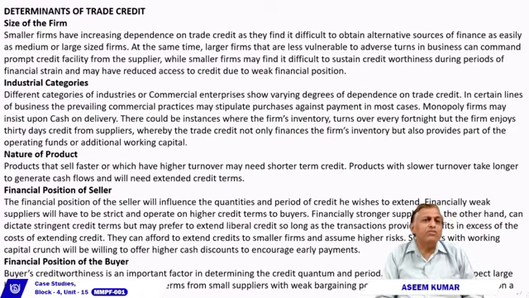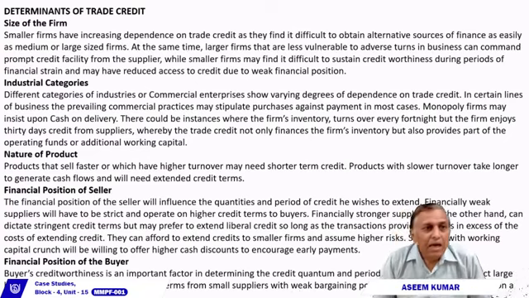Determination of trade credit. How do you determine the trade credit? What are the parameters? Size of the firm. Smaller firms have increasing dependence on trade credit as they find it difficult to obtain alternative sources of finance as easily as medium or large size firms. They need this kind of trade credit. The large and medium size firms don't need this kind of facility. They can make cash payment also, or they can avail the discount by making the payment before the due date.